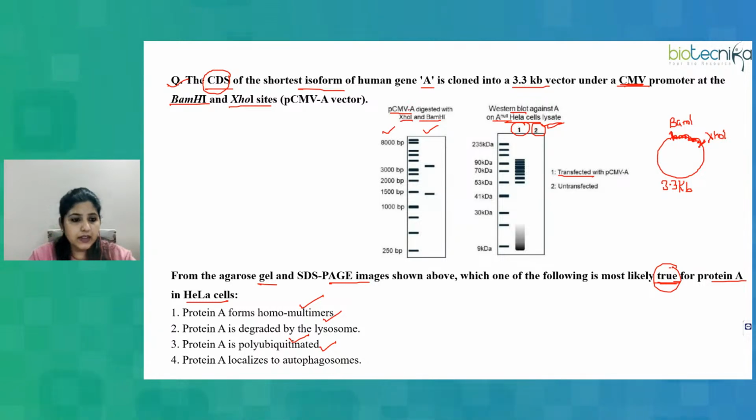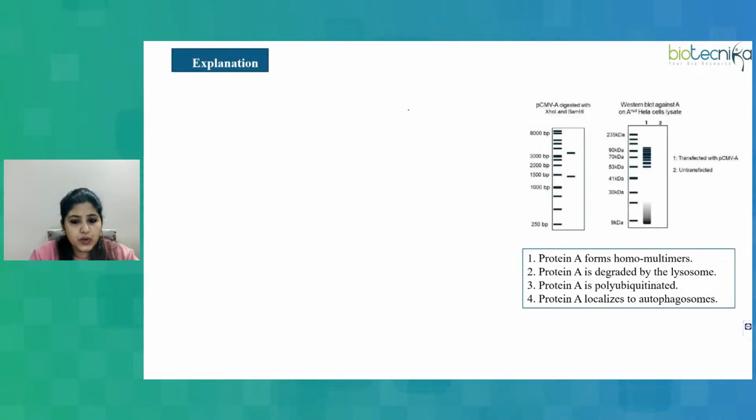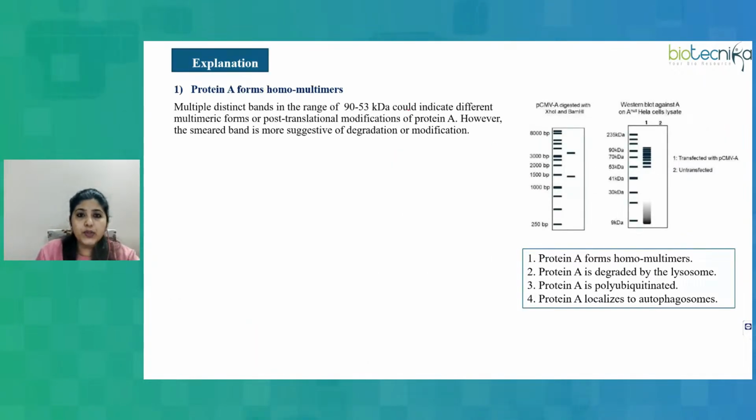So quickly give me the answer, then more questions we can discuss. Done, everyone? So definitely for this question, we will consider each option one by one. The first option is protein A forms homomultimers. Now, these terms, terminology, you need to be very clear about: what is homo, what is hetero.